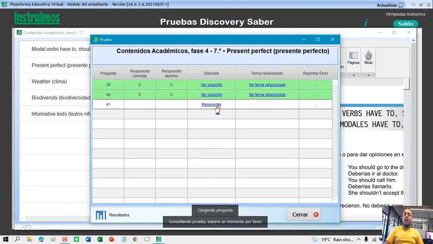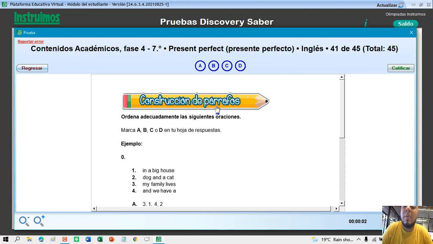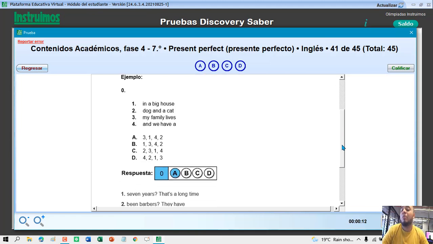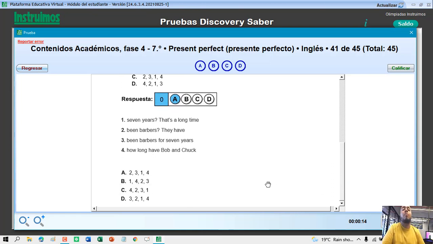Question number 41. This question number 41 is about the present perfect too. Es de construcción de párrafos. Recordemos que cuando tenemos construcción de párrafos, vamos a organizar esas palabras, esas opciones en un párrafo completo para que sea muy bien. ¿Listo? Entonces vamos a mirar las respuestas primero, ¿sabes? Entonces tenemos la A. 2, 3, 1, 4. Muy bien. Comencemos. Entonces tú dices, being barbers they have. No creo que comience así, ¿cierto?